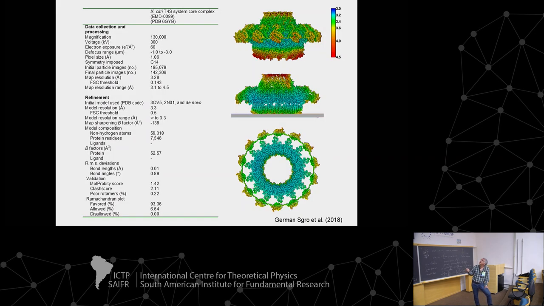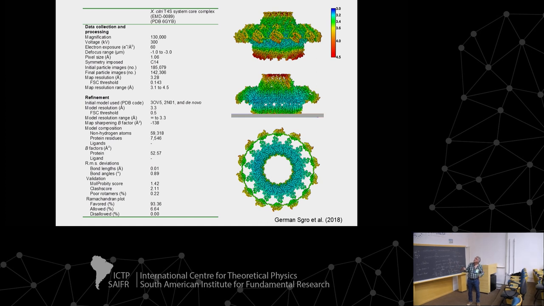You can actually make what they call a resolution map, so you can see different regions. In blue, the resolution is higher, between 3 and 3.2 angstroms. In green, it's around 3.5 angstroms. In red, it's above 4 angstroms resolution. So you can see that the different regions of the molecule have greater or less resolution. The quality of the map for those regions is greater or lower.